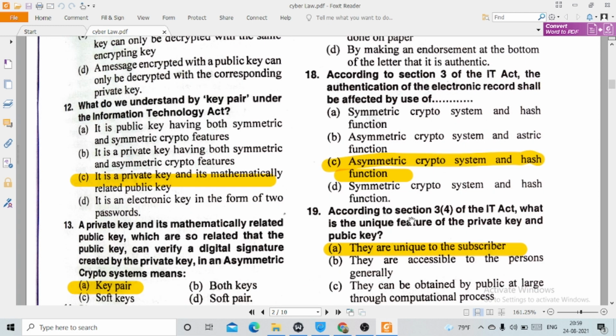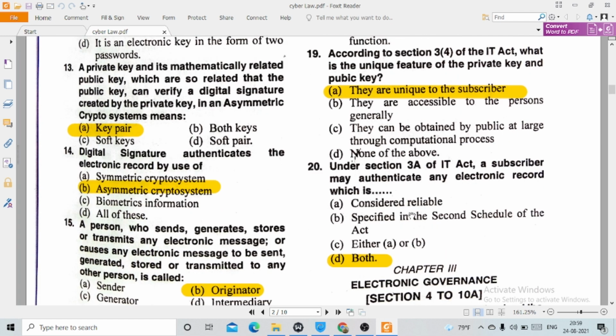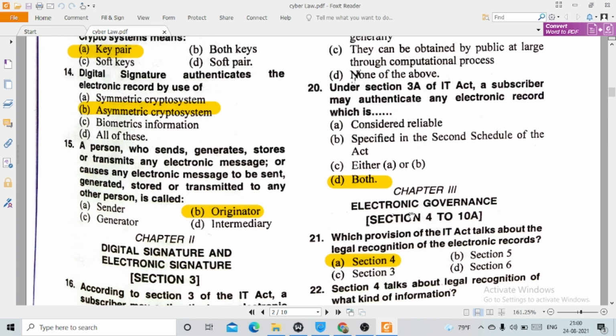Question number 13. A private key and its mathematically related public key, which are so related that the public key can verify a digital signature created by the private key in an asymmetric crypto system, means key pair. Key pair means both private key as well as public key. Question number 14. Digital signature authenticates the electronic record by use of option B, asymmetric crypto system. Question number 15. A person who sends, generates, stores or transmits any electronic message or causes any electronic message to be sent, generated, stored or transmitted to any other person is called originator.